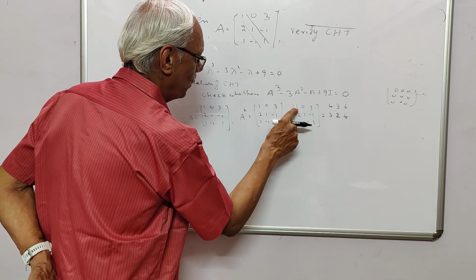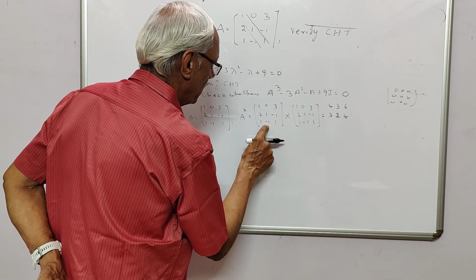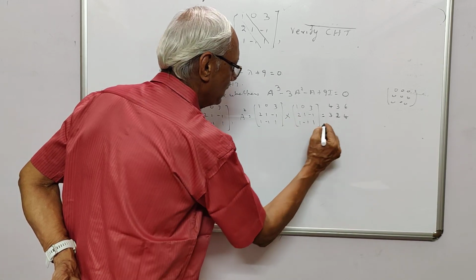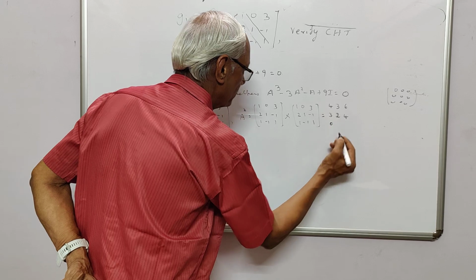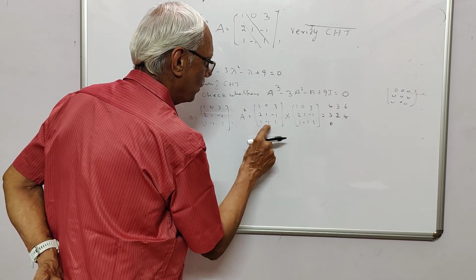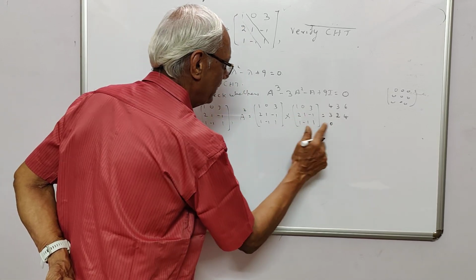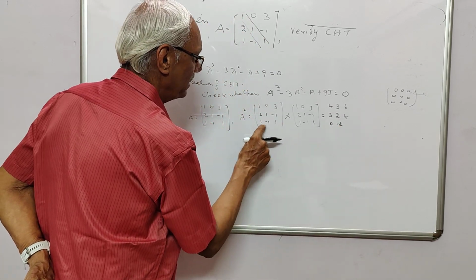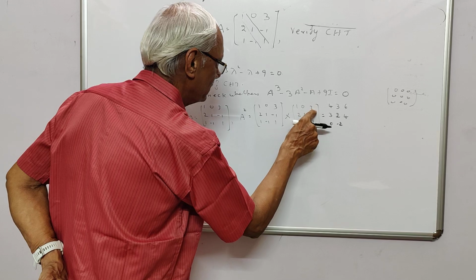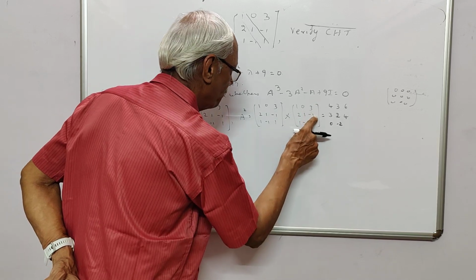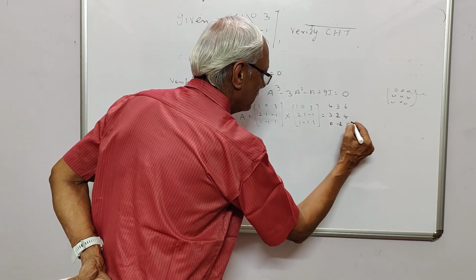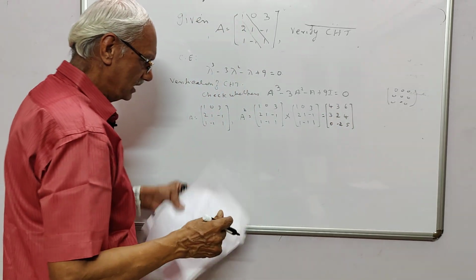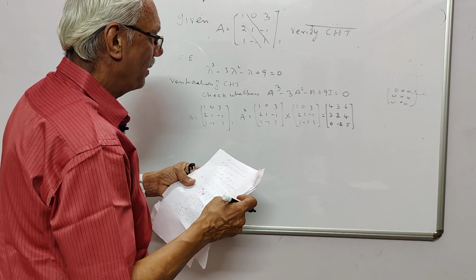Then 1 into 1 is 1. Then this is minus 2. This is 1, 1 plus 2. This is 0. Then 1 into 0 is 0. It is minus 1. It is minus 1. It is minus 2. Then this is 6. Sorry, this is 3. And this is plus 1, 4. It is 5. So this is what you get for your A squared.